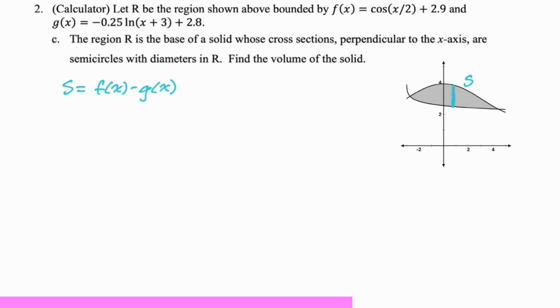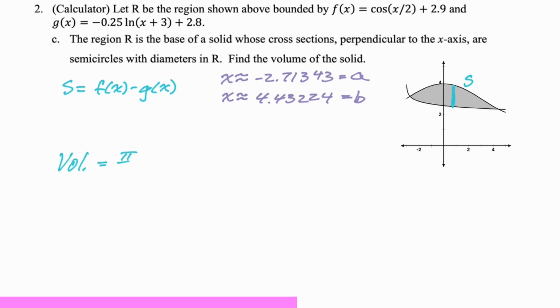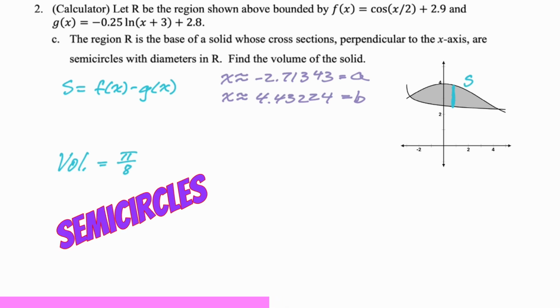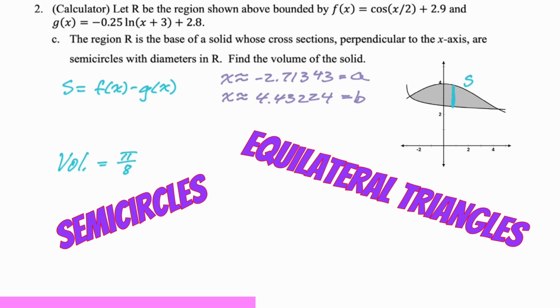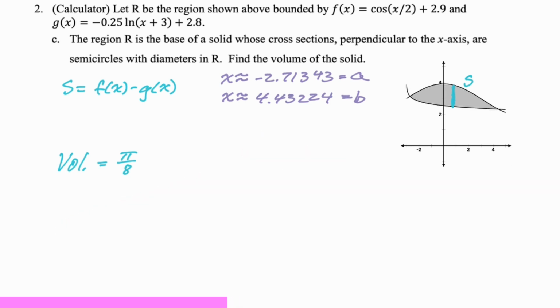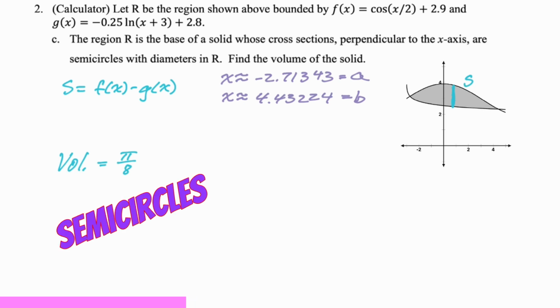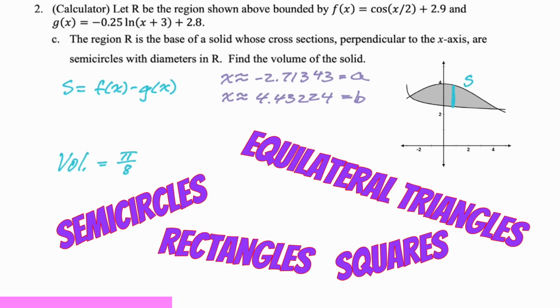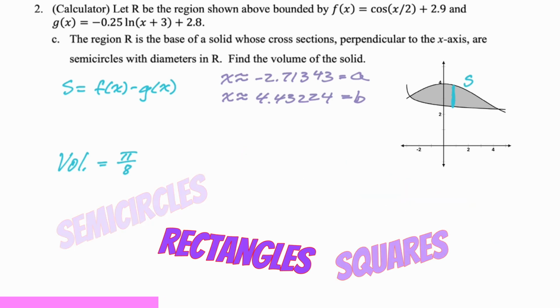We still need those intersection points, so I'm just going to pop them in there again. They're still stored as a and b. So we've got to set this thing up, right? So volume, when you're dealing with semicircles, pi over 8, always pi over 8. So memorize that one in particular. Semicircles, equilateral triangles, super important. Otherwise, it'll probably be described to you in a way that you can just work out the geometry of the situation. I also think that isosceles right triangles are useful to know. But these are the things that we really need to know: semicircles, equilateral triangles, rectangles, squares. Those are the only ones I think are in the actual course description.